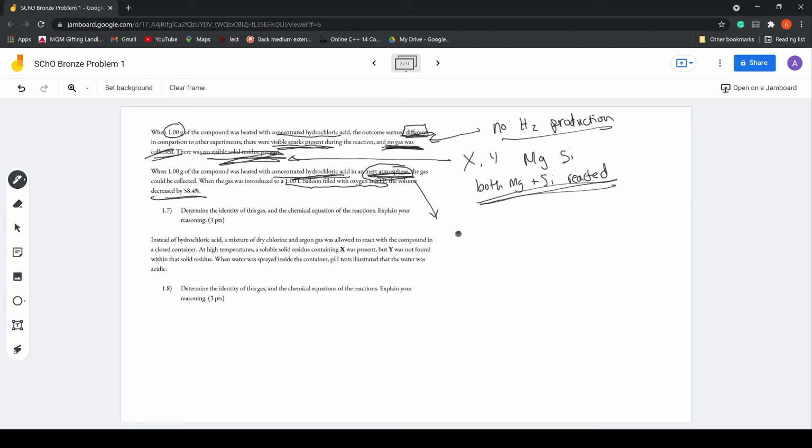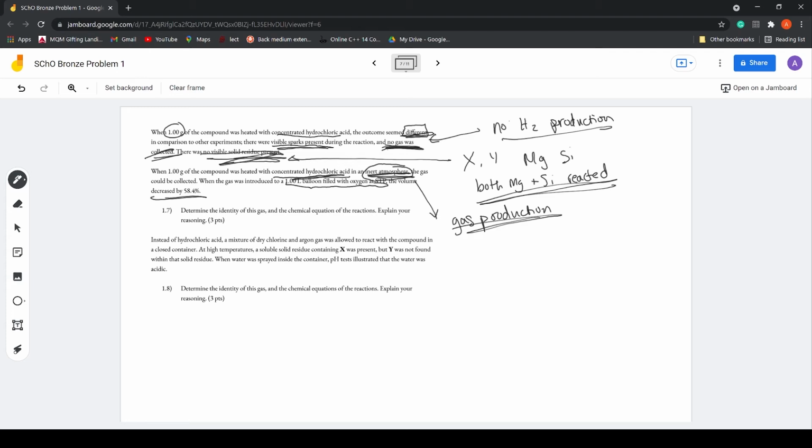So there actually is gas production. So we do have gas production. It's just a really reactive gas that reacts with something in the atmosphere almost immediately, right? So there is gas production. Okay. And then the gas could be collected, and when the gas was introduced to a 1 liter balloon of oxygen at STP, the volume is decreasing.